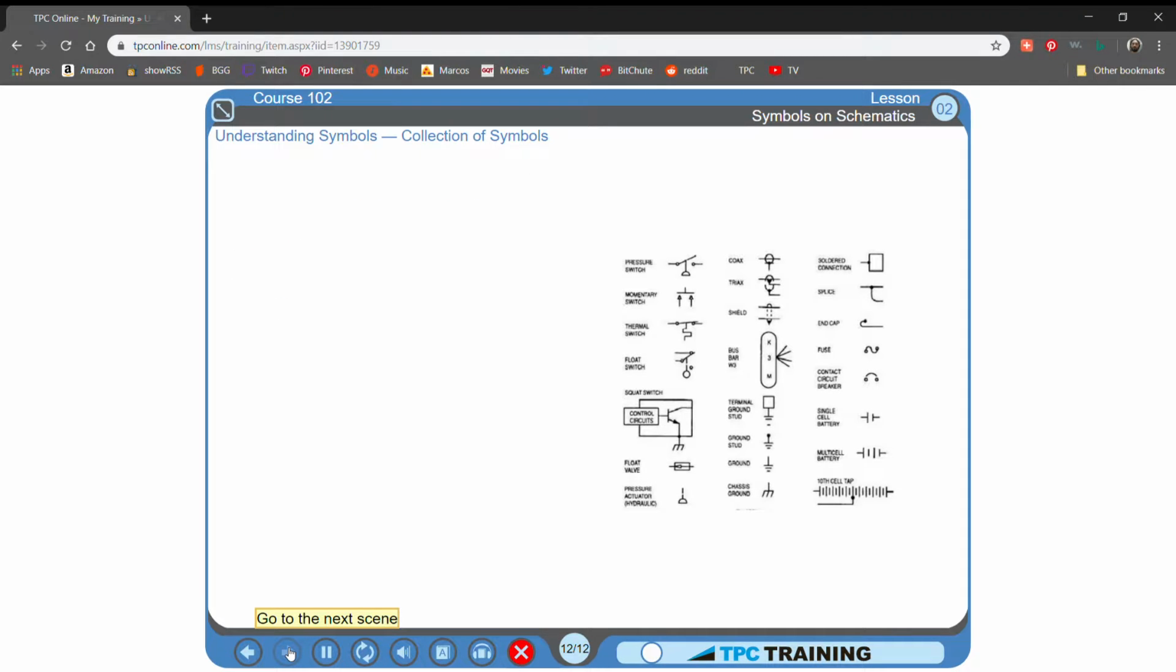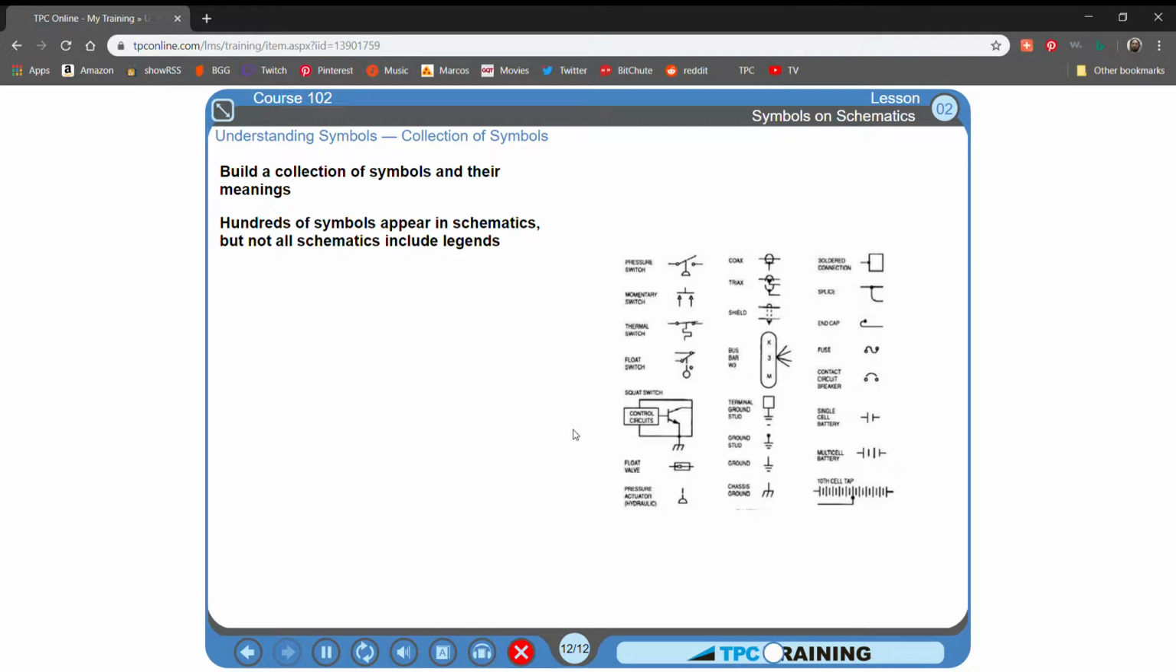If you read schematics regularly, you will want to build your own collection of symbols and their meanings. Hundreds of symbols appear in schematics, but not all schematics include legends to explain them. Keeping your own collection will help you identify the less common symbols.